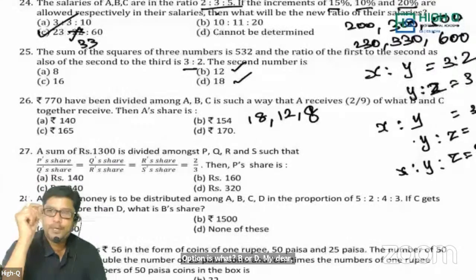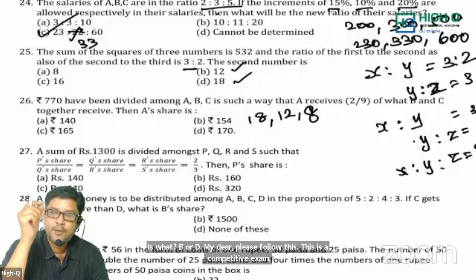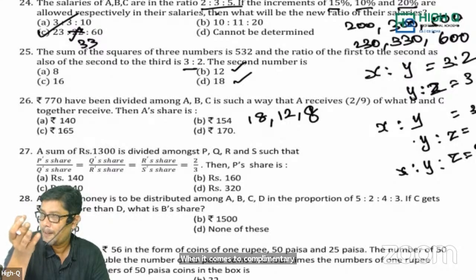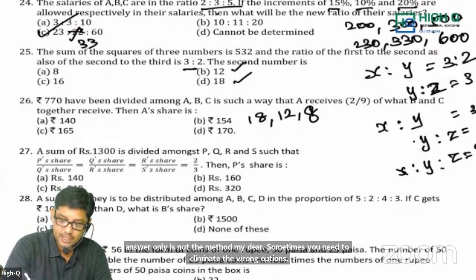This is a competitive exam. When it comes to a competitive exam, getting the right answer only is not the method, my dear. Sometimes you need to eliminate the wrong options. Okay, here what happened? Four options. Now it became only two.